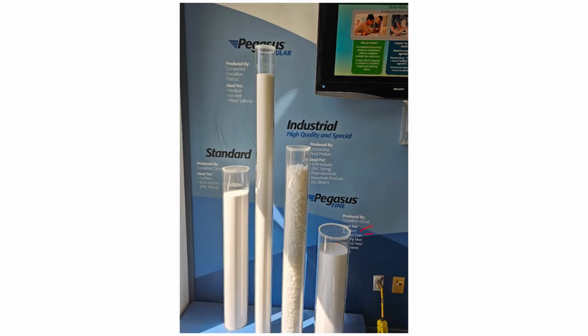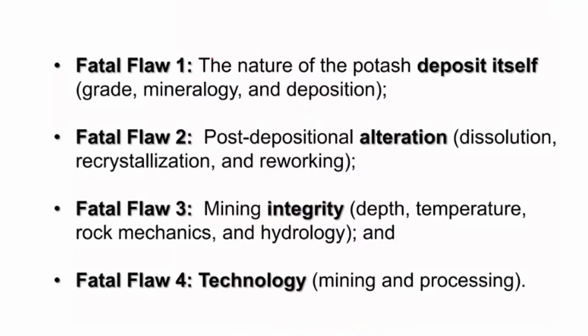Now, finally, there are 3 fatal flaws which will kill a mine. You don't need to worry about writing this down. But fatal flaw 1 is that the potash itself just isn't good enough anymore. It's not good enough to make money. There's not enough of it. But number 2 is that we've done something wrong in our post-depositional alteration, aka I messed up the extraction.